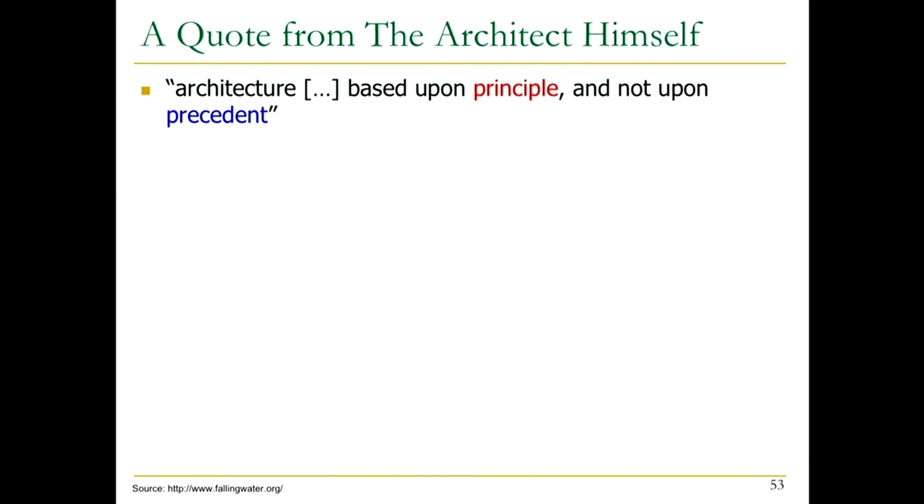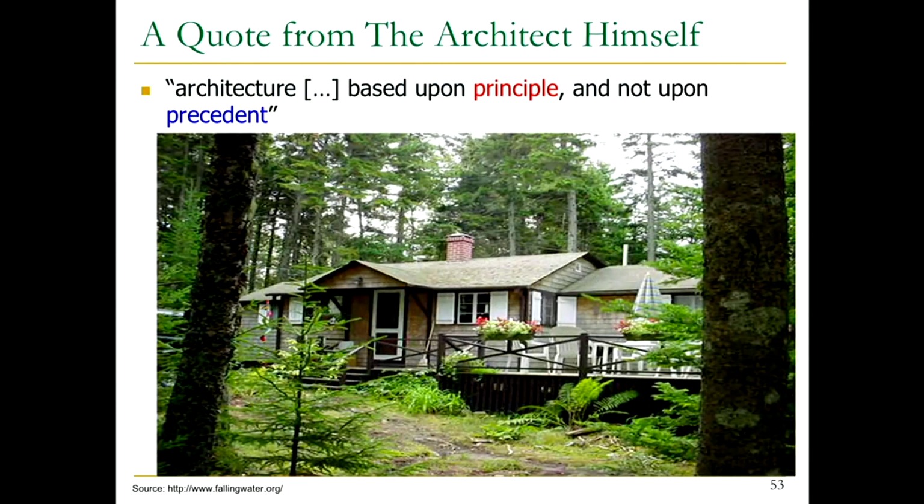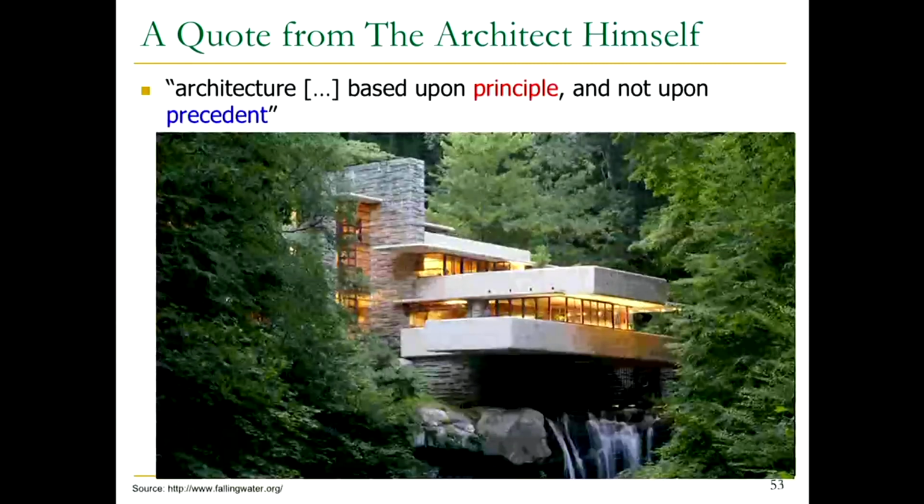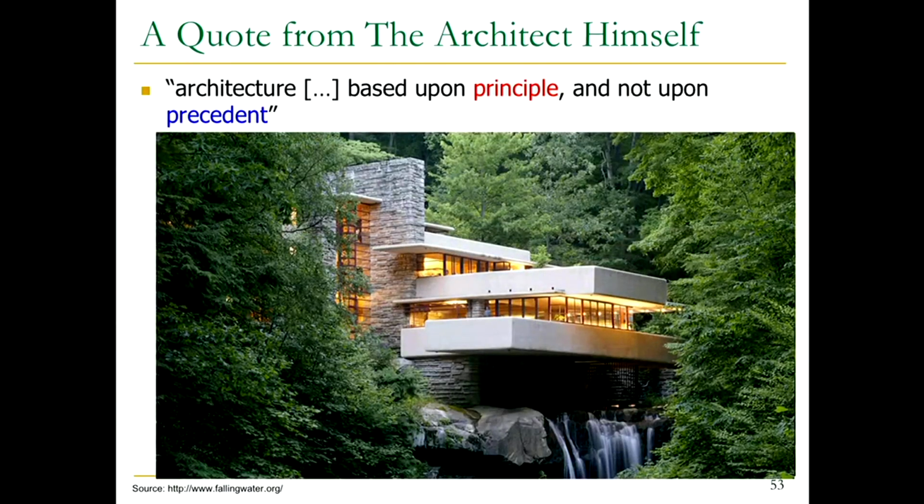Maybe more so, actually. He said architecture should be based upon principle and not precedent. And precedent meaning something that comes before, right? If you actually design things based on the precedent, then he could have designed this. And then he wouldn't have been Frank Lloyd Wright. You wouldn't have known about him, right? Or read about him. But he instead designed this, which is clearly a much more principled design.